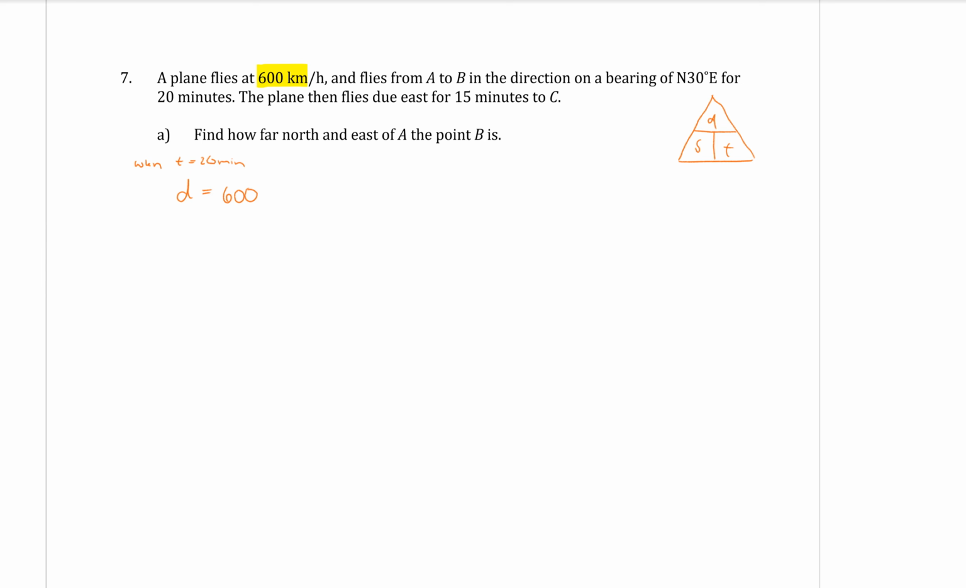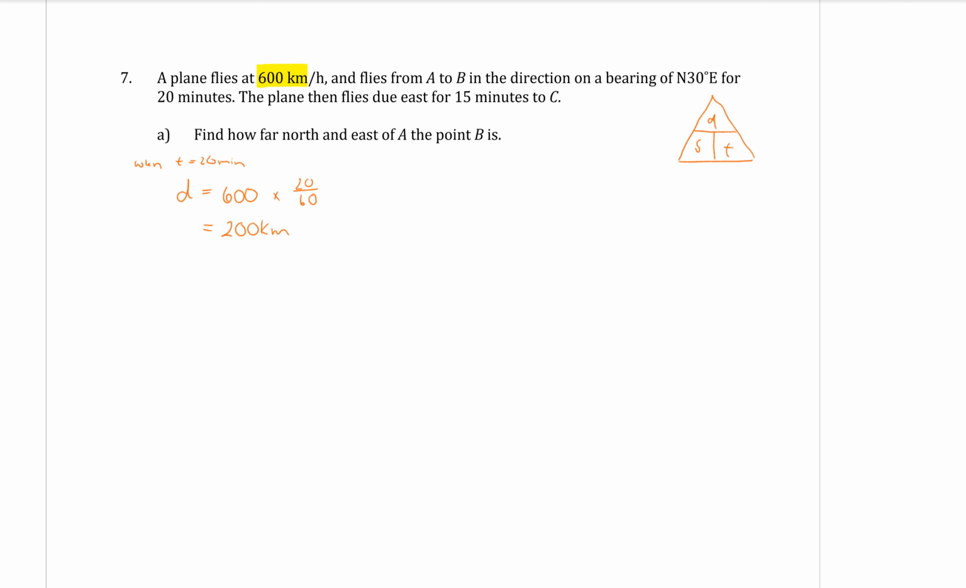The time is for 20 minutes, but be careful. 600 kilometers per hour and 20 minutes, what's the problem? Different units. I can't have a speed which has a unit in hours and my time in minutes. So 20 minutes, I could write that as 20 over 60. Just divide it by 60 to put it into hours. It's much easier to change a time than it is to change the units in speed. Okay? So timesing that together, that is a distance of 200 kilometers.